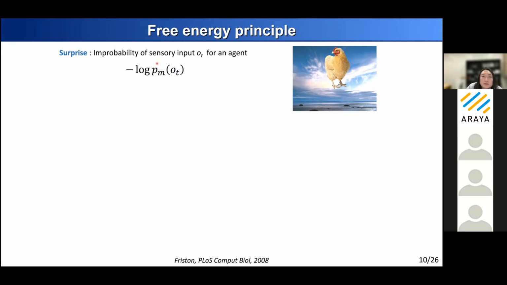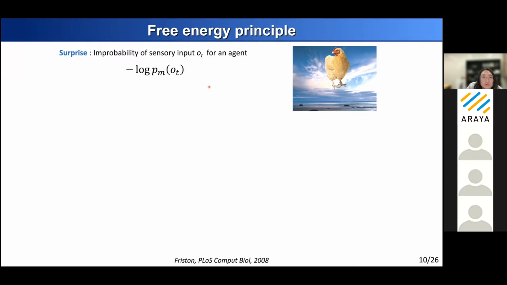So this is not the actual probability of sensory input O, but the probability of O based on the statistical model, P of M. Okay, and if the probability is low, then this minus log P becomes a large value. So the purpose of the free energy principle is the minimization of this value.